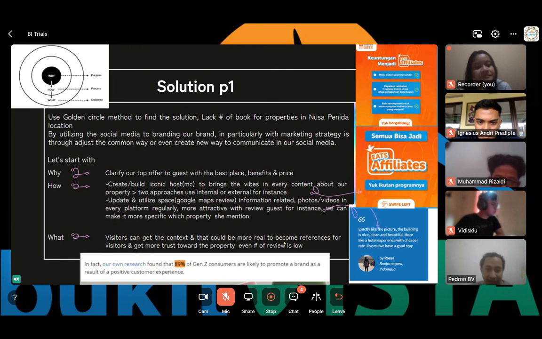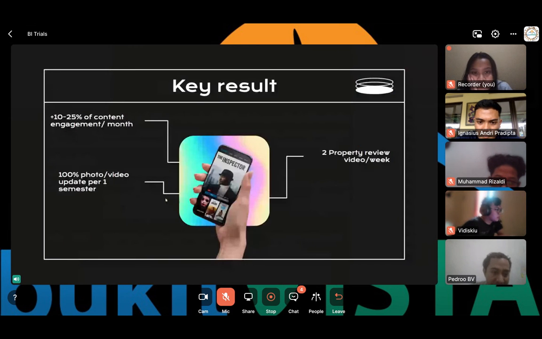and next. So the clear results are: first, increase content engagement by 1 to 25% per month; second, 100 photo or video updates per semester. This basically depends on either per semester or a quarter. And the last one is 2 property review videos per week, so we can attract more. Okay, next.